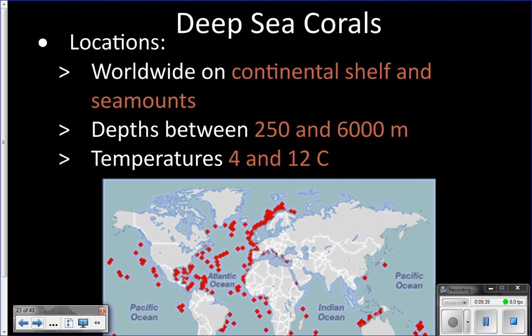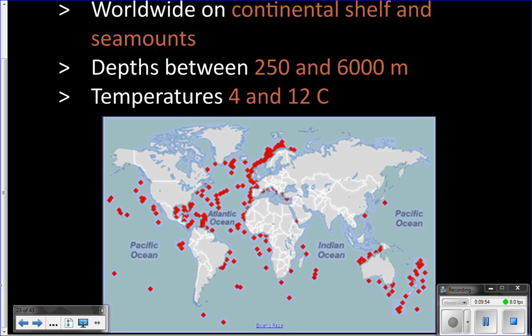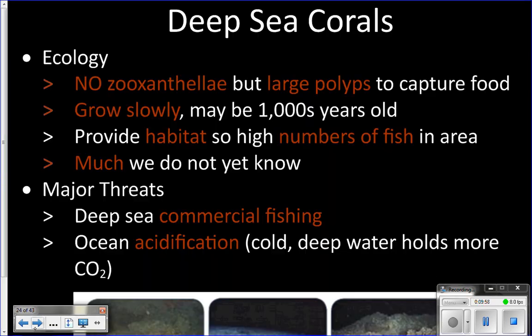Do you remember the average temperature that shallow water corals needed to be in? It had to be greater than 20 degrees Celsius. So these guys live in cold, deep water. Shallow water corals live in shallow, warm water. The red dots on here are the pictures of where we found deep water corals.